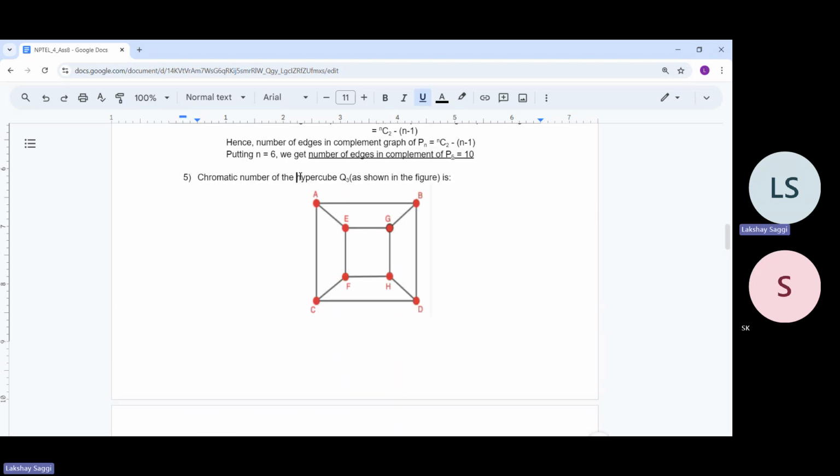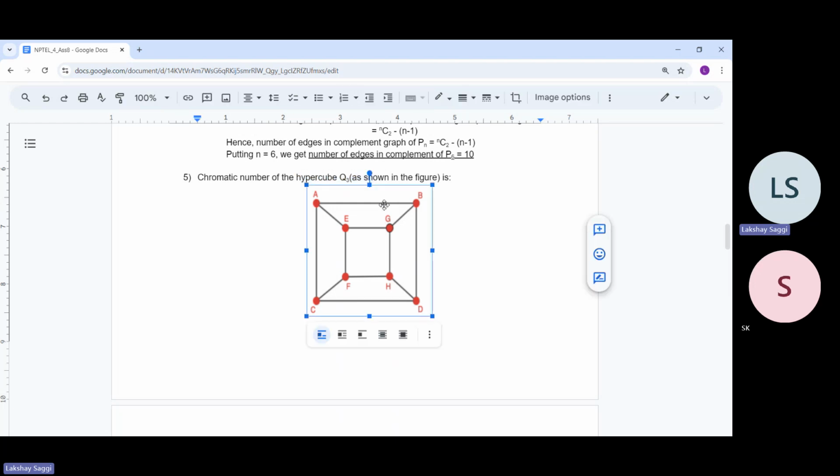Let's just forget what this hypercube Q3 means. This is also a type of graph, but just the graph itself is this. So yeah.